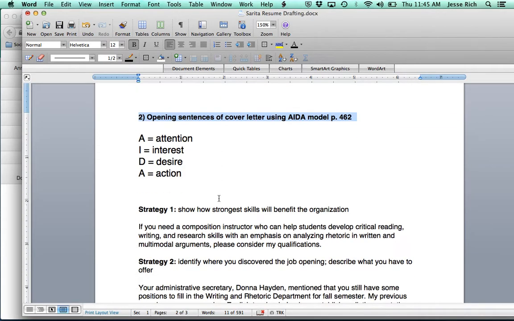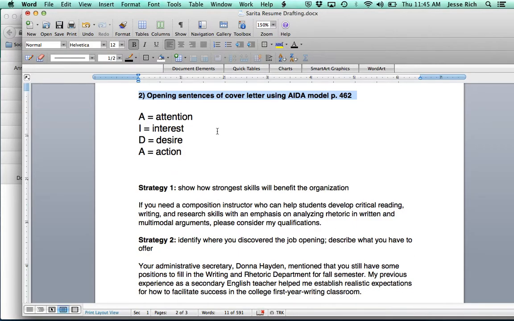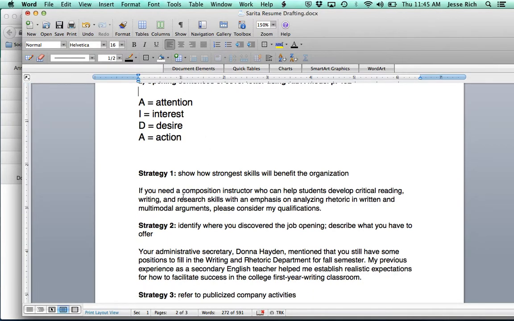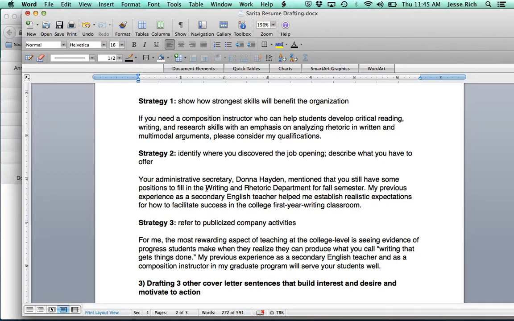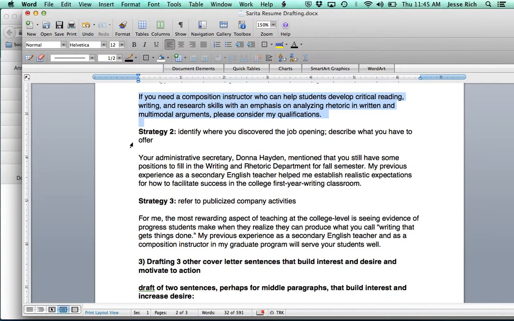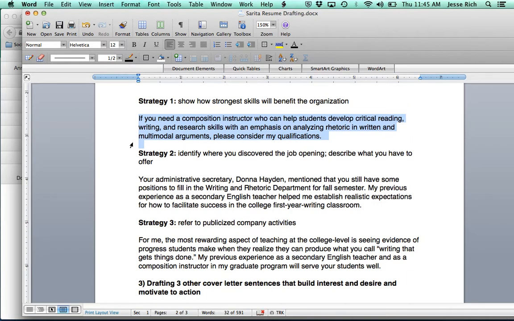And after you're done reading that, I'd like you to pick 3 strategies that they recommend for starting your cover letter and then try out some sentences that you think you'll use to start out your cover letter. So for example, here's what it might look like. I picked 3 strategies from the textbook, and one of them was to show how strong skills will benefit the organization. So this is the sentence that I wrote, and you can read these more in detail later and come back to them as a reference. But basically, I thought this is one way I could start my cover letter.